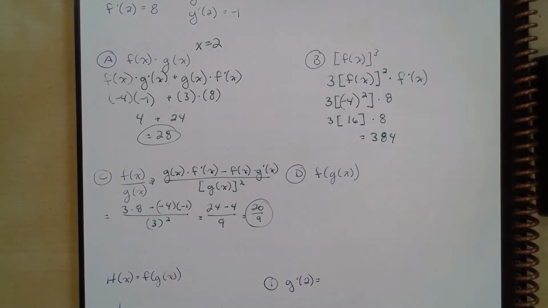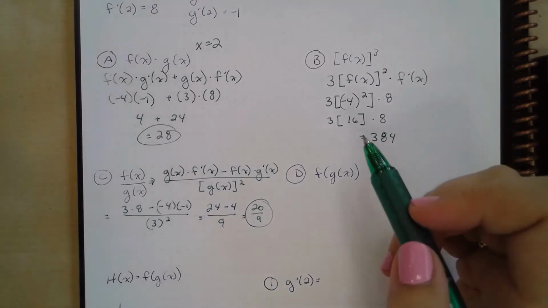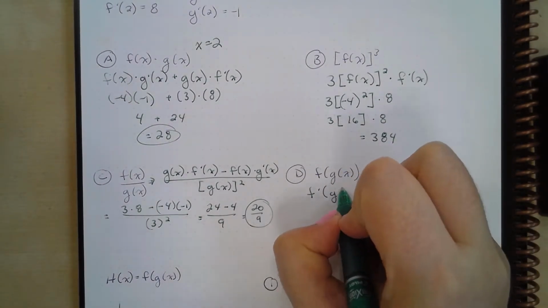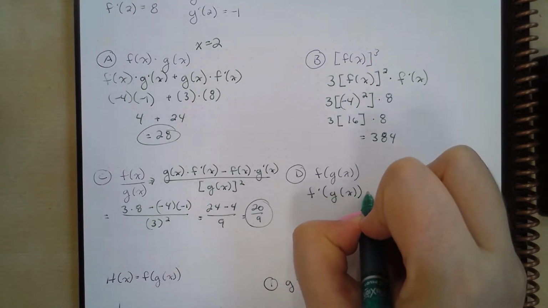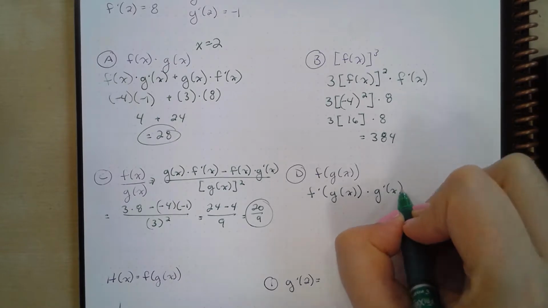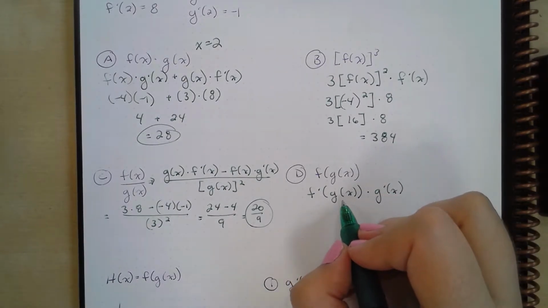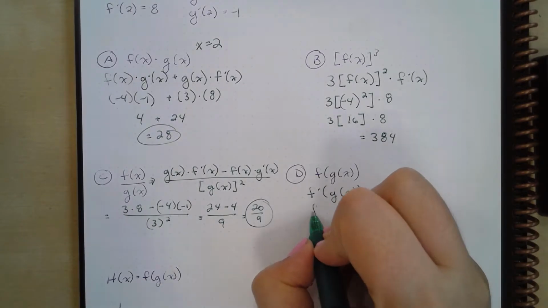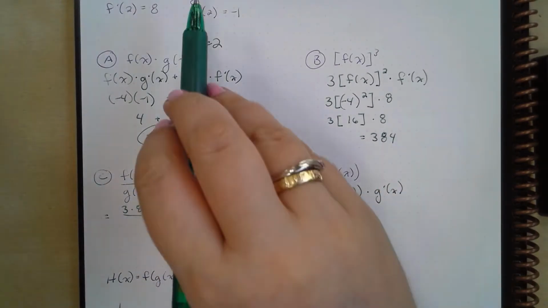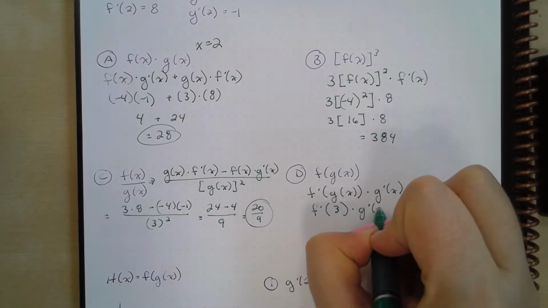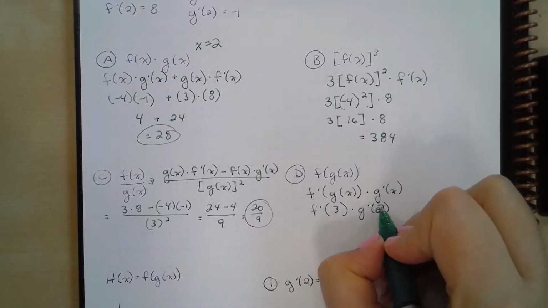And then finally, we have f of g of x. Well, f of g of x means that we're going to find f prime of g of x times the derivative of what's inside there, g prime of x. Well, f prime of g of x, well, this is going to be f prime of g of 2, right? So I'm going to write that down. f prime of g of 2 is equal to f prime of 3, and I should put this g prime of 2.